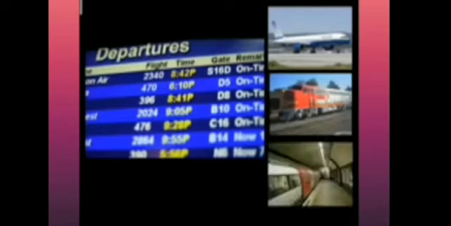Time. Time can be measured through clocks, sundials, calendars, watches. We can also find the arrival and departure time of trains, airplanes or buses.